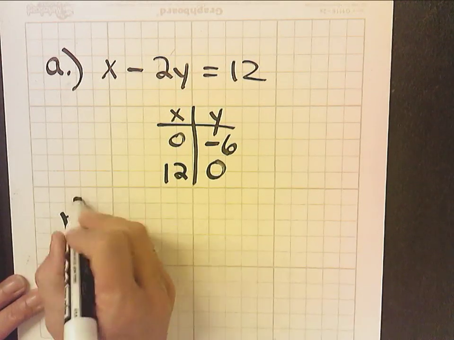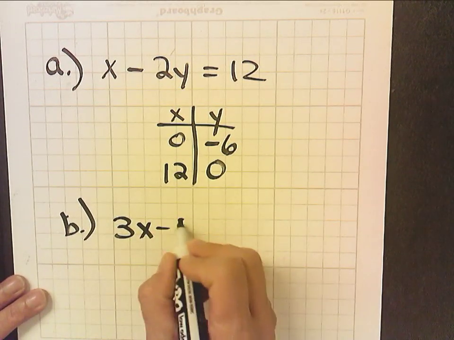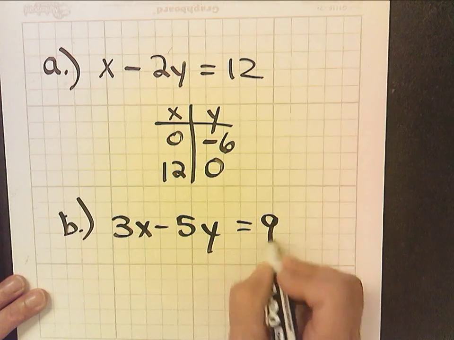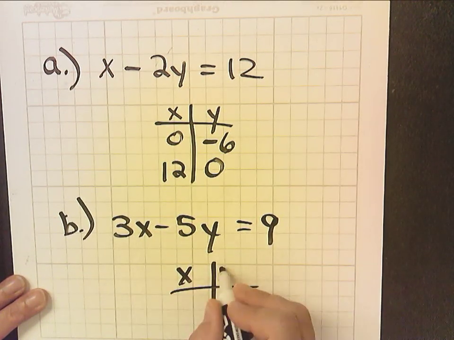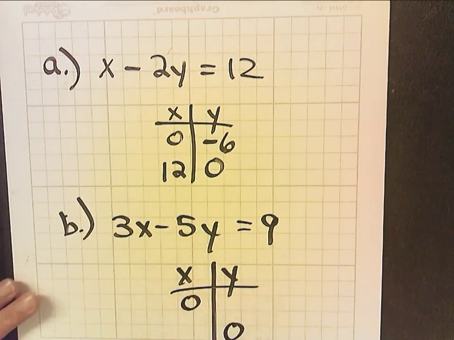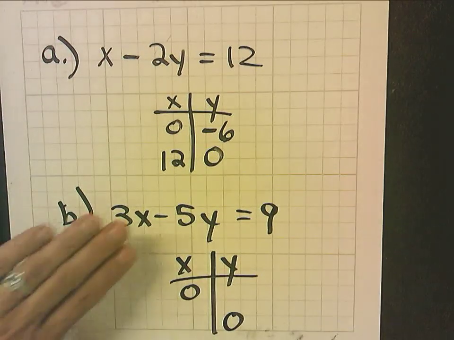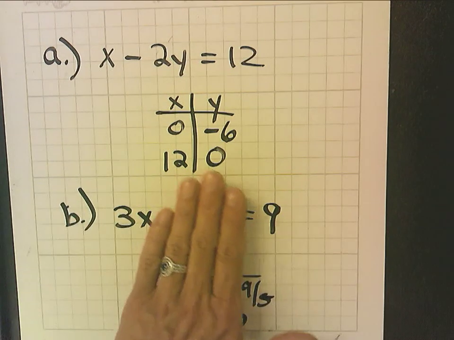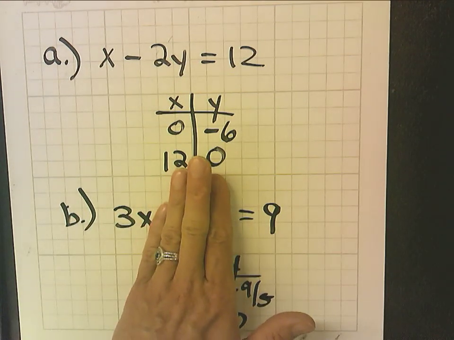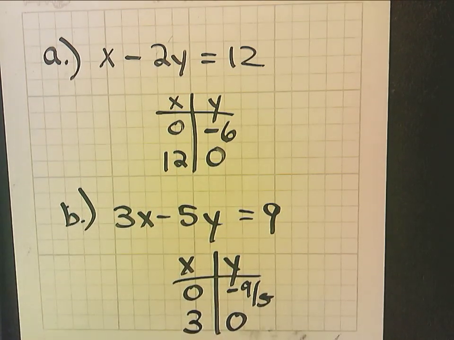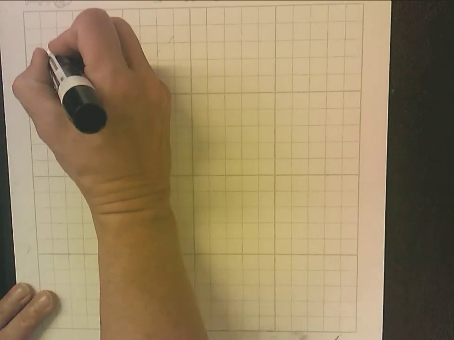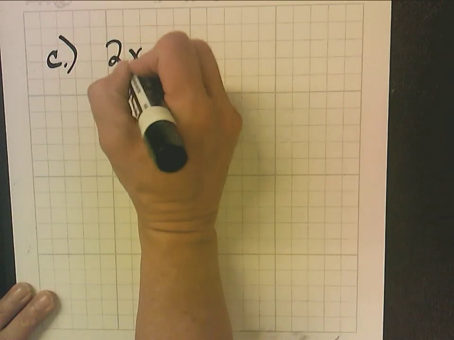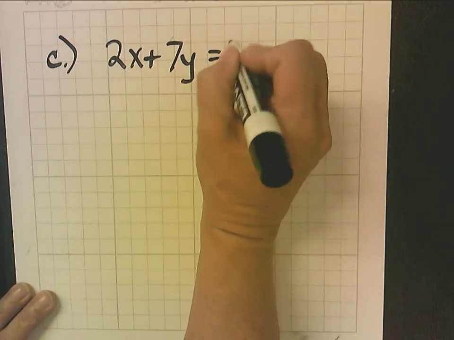Okay, and for B, 3x minus 5y equals 9. I'm going to let x equal 0 and y equal 0. When x is 0, y is negative 9/5. And when y is 0, 3x equals 9, x equals 3. Okay? Now, for C, 2x plus 7y equals 10.